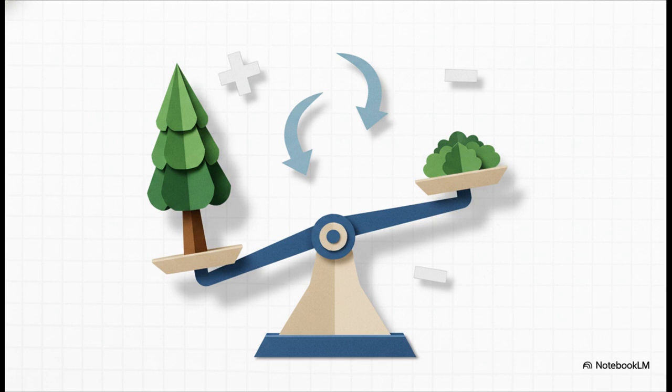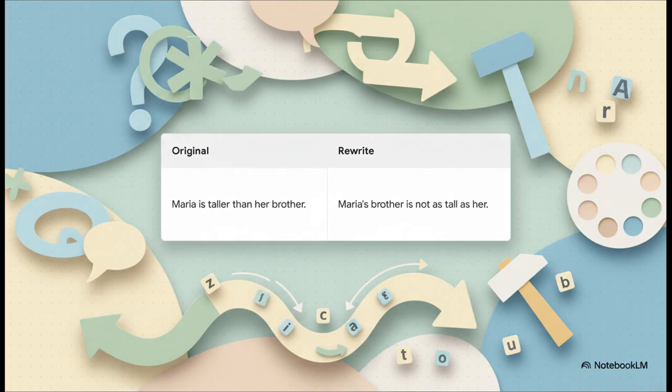There's a really neat trick for rewriting comparisons using the phrase "not as." It's a fantastic way to say the same thing, just from a different angle. Let me show you what I mean. Okay, check this out. Maria is taller than her brother. Simple fact, right? The main point is that Maria is the taller one. We can say that exact same thing like this. Maria's brother is not as tall as her. The meaning hasn't changed one bit.